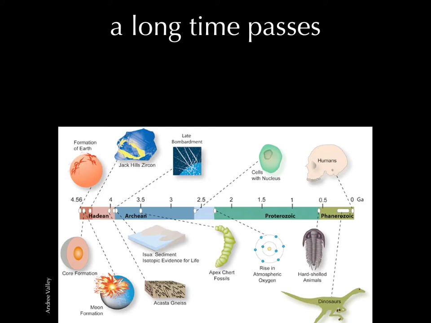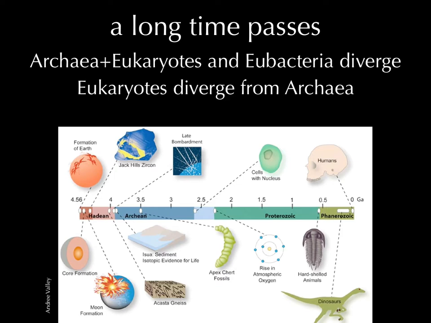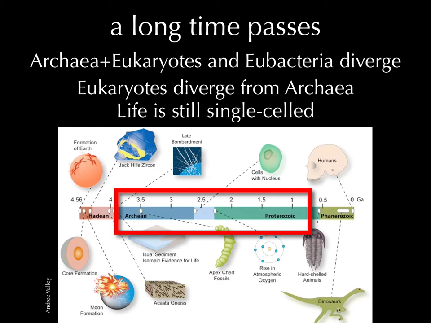Then, and I'm sorry for those of you who are MBCB or MCB who like bacteria, nothing much happened for a long time. Okay? So, solar system, right? Life starts forming, right? We get a divergence of archaea and eukaryotes from eubacteria. Okay? And life is still all single-celled in this period. We are here. Right, so for all this long period, life is single-celled.